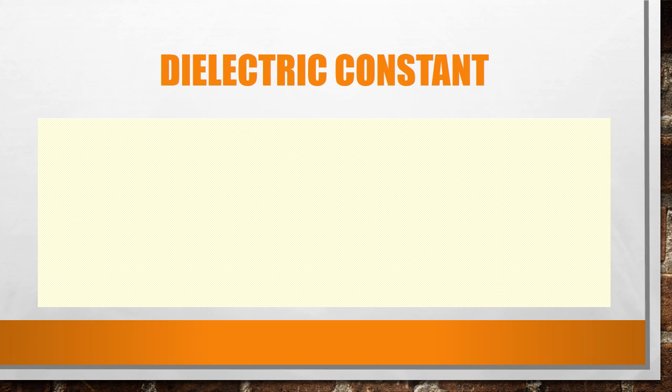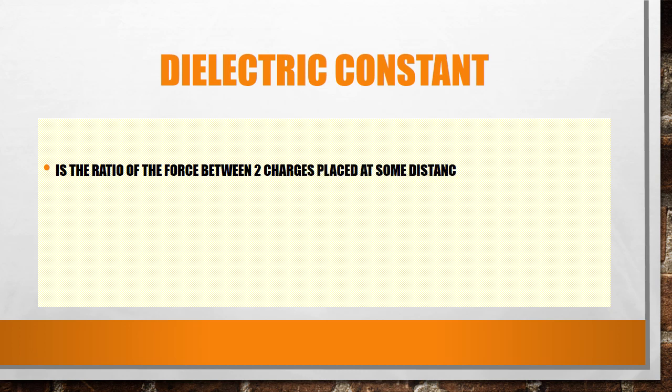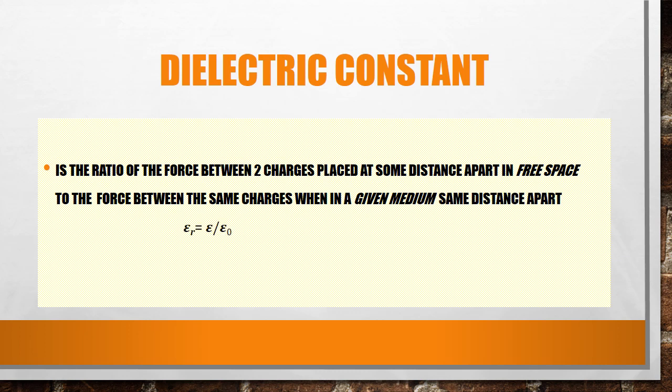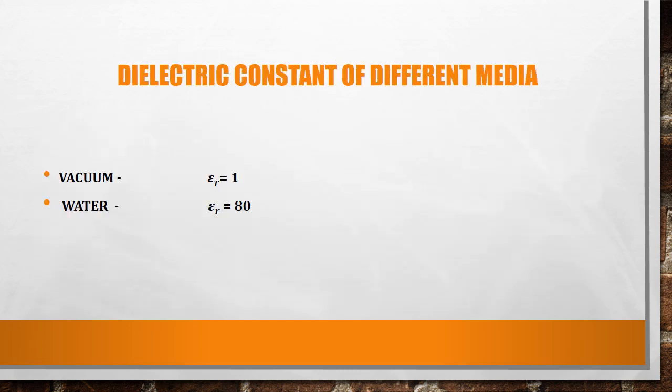Dielectric constant. As we said earlier, it is the ratio of the force between two charges placed at some distance apart in free space to the force between the same charges when in a given medium the same distance apart. That is epsilon r equals epsilon by epsilon 0. Dielectric constant of different media. For vacuum, epsilon r equals 1, and for water, epsilon r equals 80.